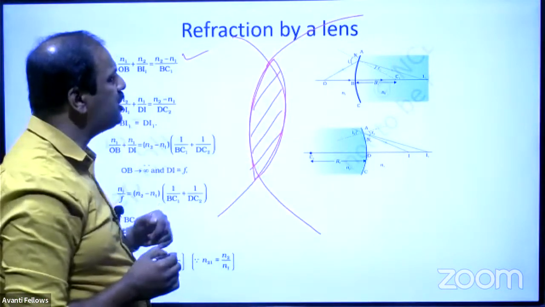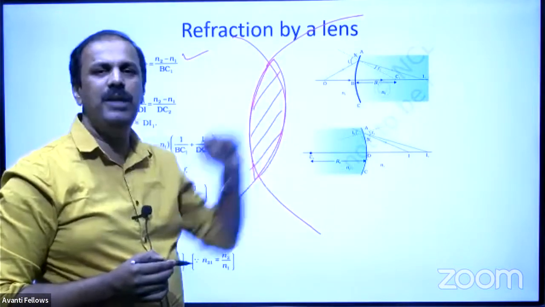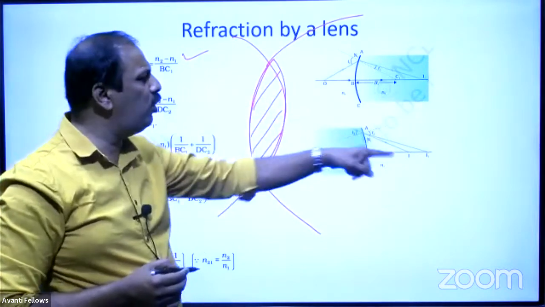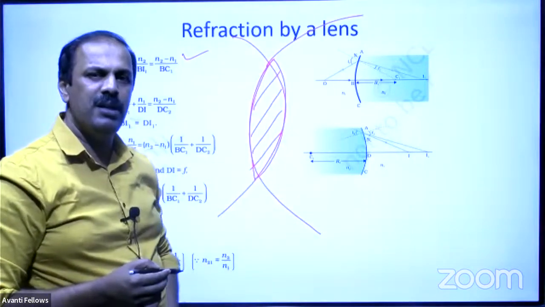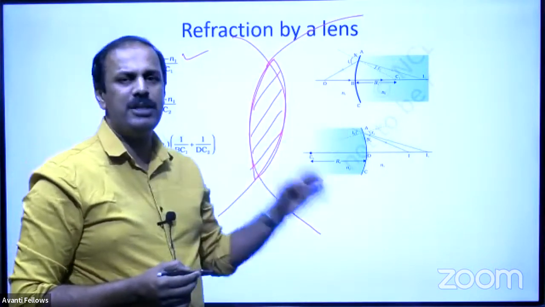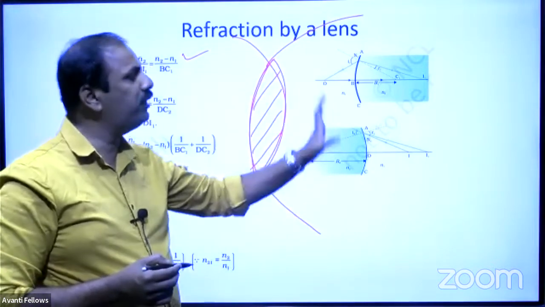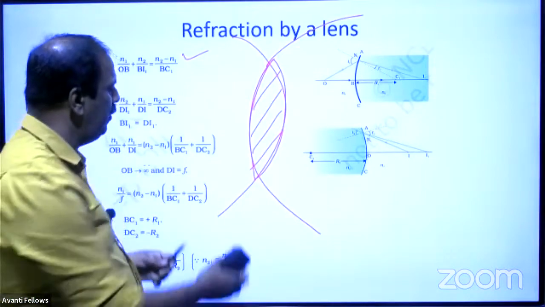In this derivation, we will first take one surface and see where the image is formed. Then that image will be taken as the object for the next surface. Then we will calculate for the next surface. After doing that for both the first surface and the second surface, you just add the equations. Then you will get it for the total lens. So that's how we will do it. Let's see that now.